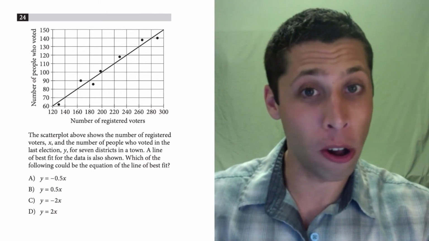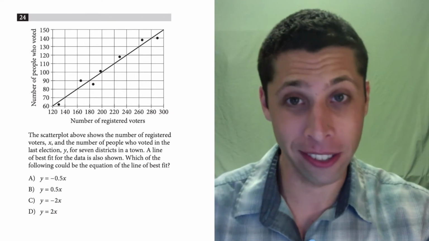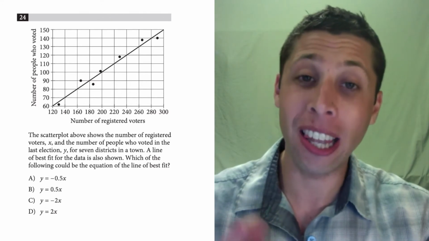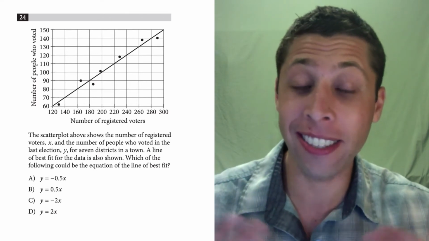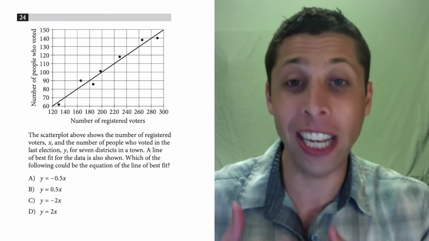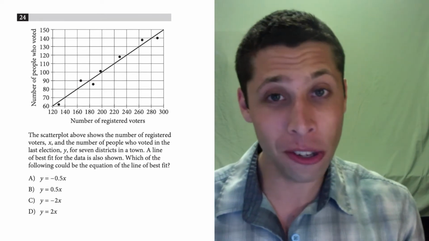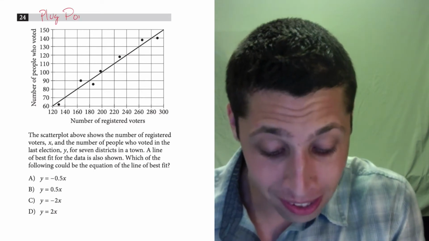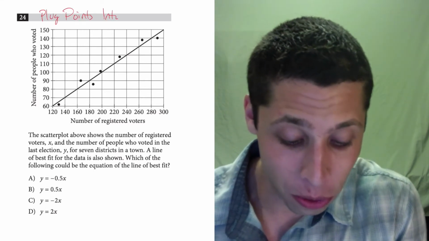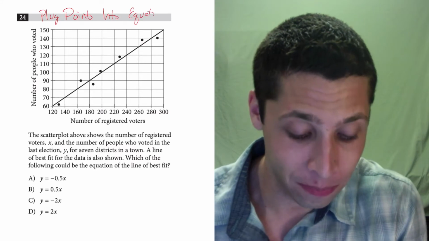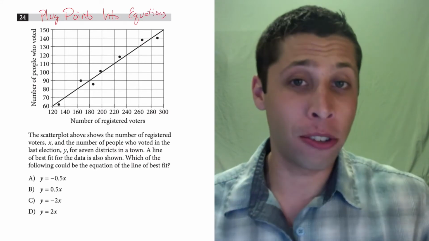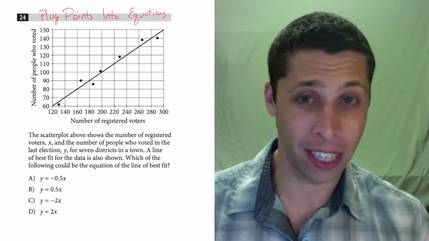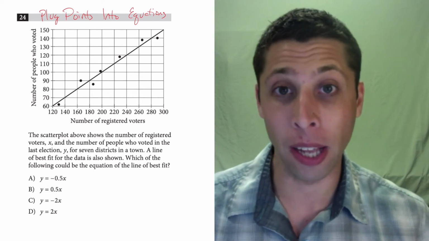Why? Because all of the choices are equations. And if I have equations, I would love to have some points, and that's exactly what a graph is. A graph is just a collection of points. So I can use my favorite strategy, plug points into equations. Now, because it's a graph, I have a whole bunch of points that I can choose from. So this is another good example of be lazy.